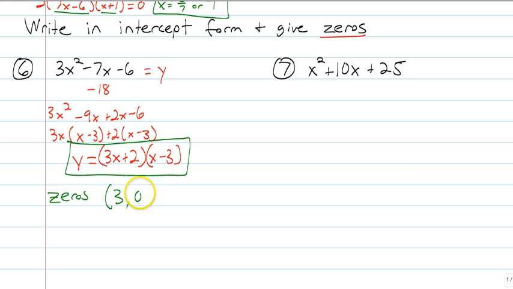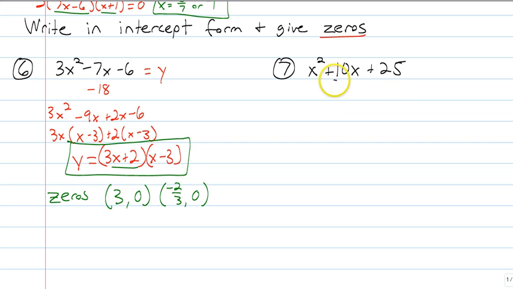You should get the zeros are the coordinates. X is 3, and then y is 0. And the other one is, when I solve this piece for x, when I set it equal to 0, you should get negative 2/3, 0. Those are my coordinates on the graph where it hits the axis, and those are the intercepts. Okay? Alright, so next one, just factor this.